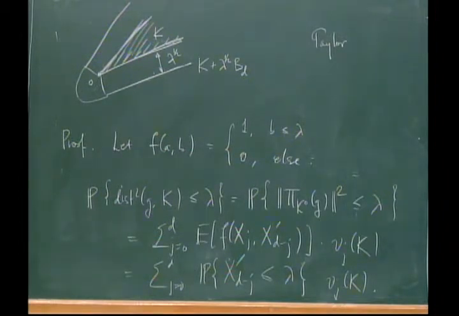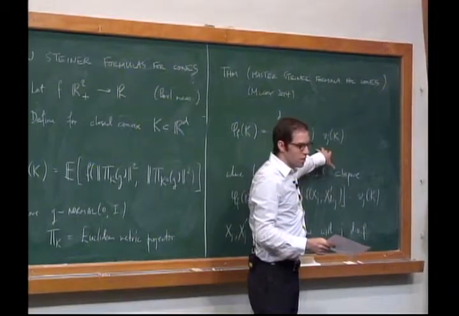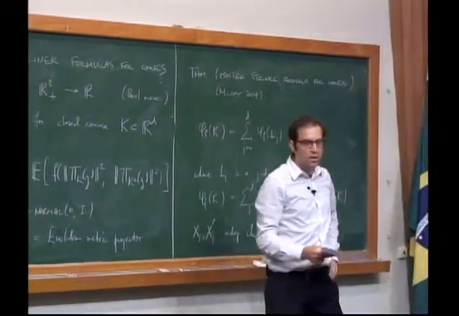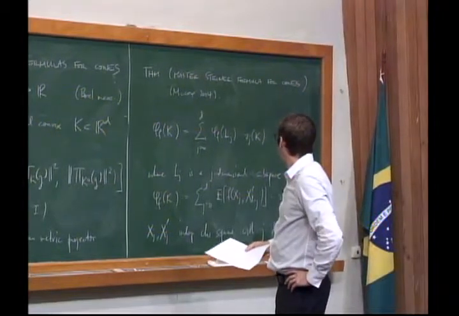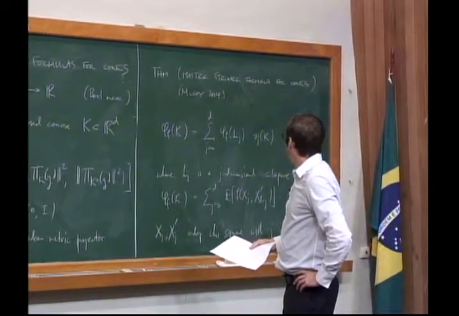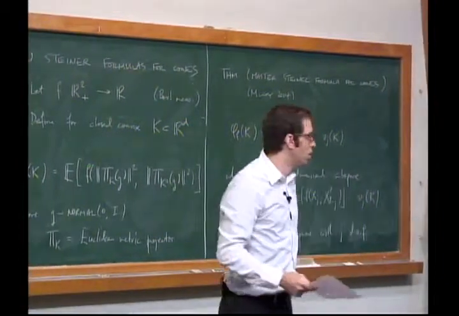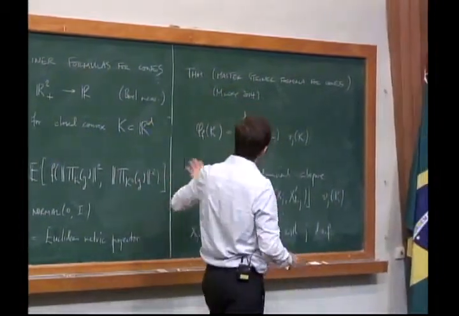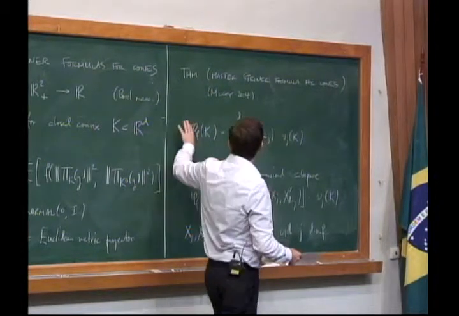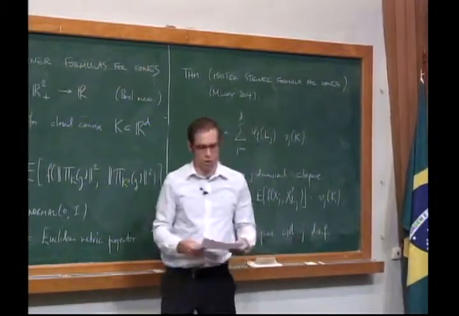OK, so this is a Steiner formula. Now, the reason that we are interested in this Steiner formula is because we want to understand how these intrinsic volumes behave. And we're going to do that using probabilistic analysis, and we're going to use the Steiner formula to translate between properties of the sequence of intrinsic volumes and these geometric functionals.